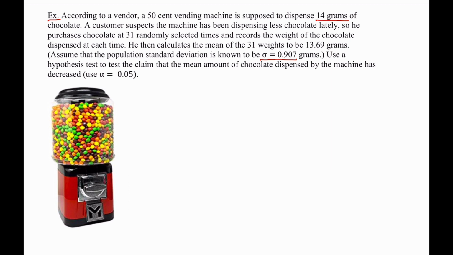He then calculates the mean of the 31 weights and finds it to be 13.69 grams. Assume that the population standard deviation is known to be sigma equal to 0.907 grams. Use a hypothesis test to test the claim that the mean amount of chocolate dispensed by the machine has decreased.